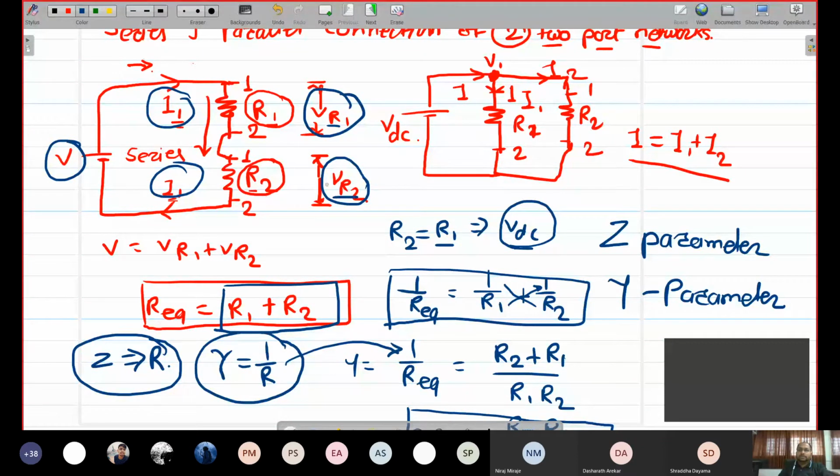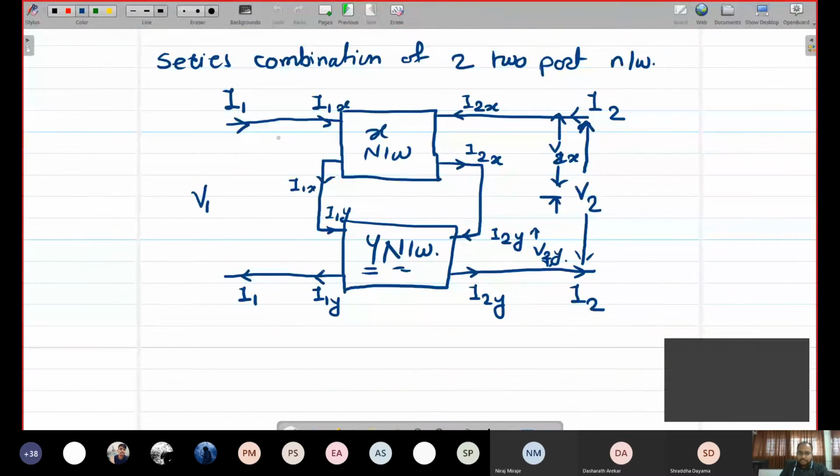Yes or no? Yes, sir. Great. What about this then? It will be V1X, up to this, let us say. The voltage is going to get divided, isn't it? And this is nothing but V1Y. Why is that called V1 and V2? Because the input side is always termed 1 and the output side is always termed 2, right? So that's why we are naming them V1X and V1Y.